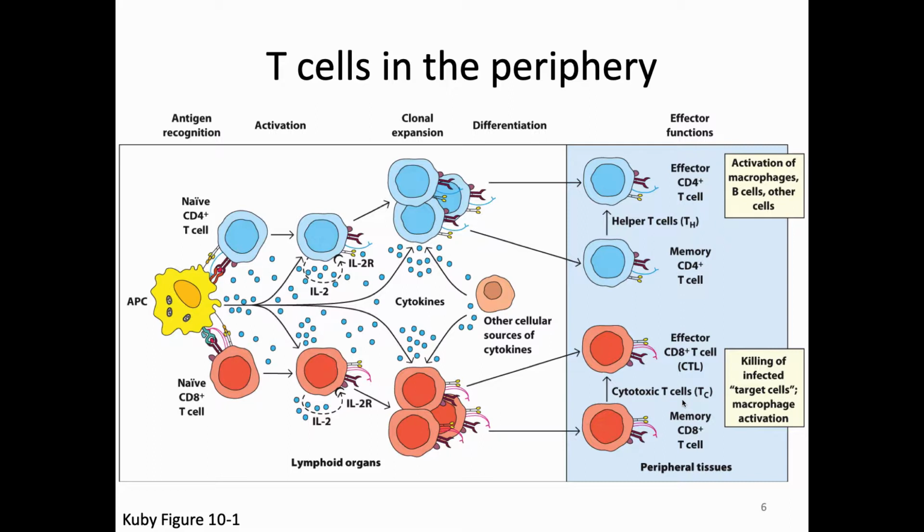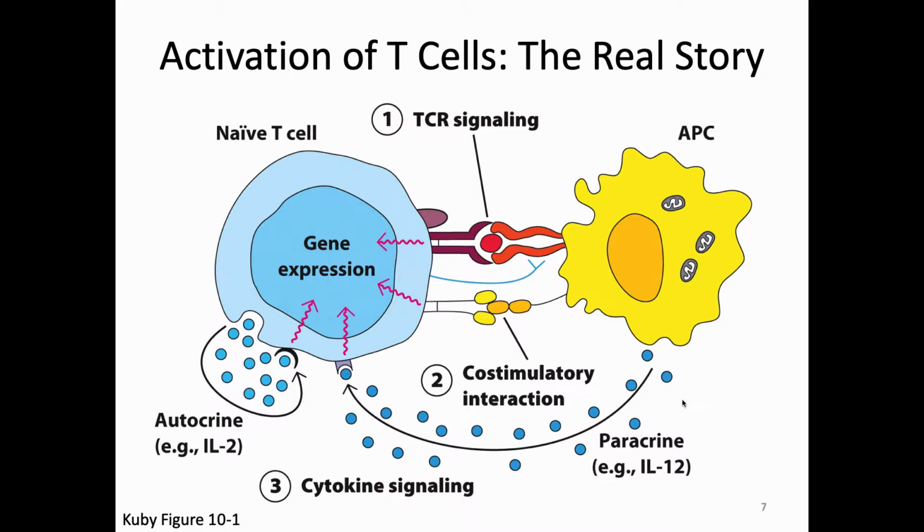So in some ways, this is the activation of T cells and what we're going to spend the next few days talking about in some different parts. This is also a little bit of an oversimplification. One of the real things I want to tell you briefly right now about activating T cells is that in reality, T cell activation requires 3 signals. They are called signal 1, signal 2, and signal 3.